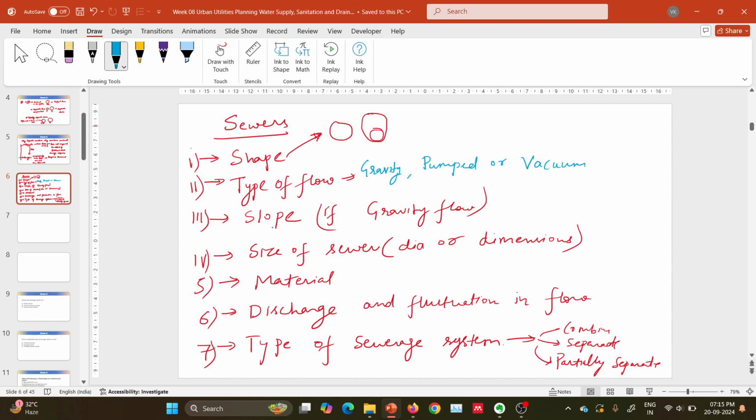Slope, if it is gravity flow, is what slope we have to provide, and the size of sewer depends on the discharge and fluctuations. For material, generally we choose concrete sewers because the constituents in sewage react with metal. Slope and size of the sewer also depend on the discharge. So now we'll focus on the discharge part.